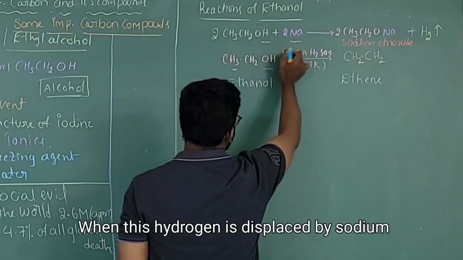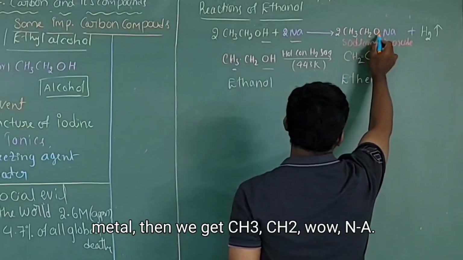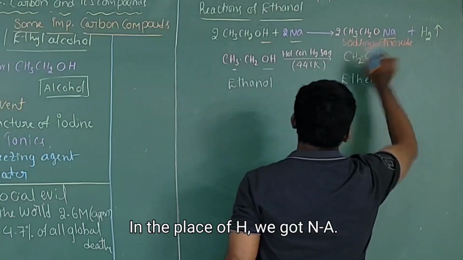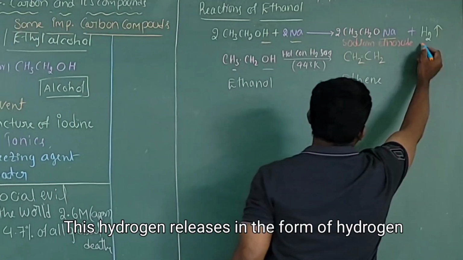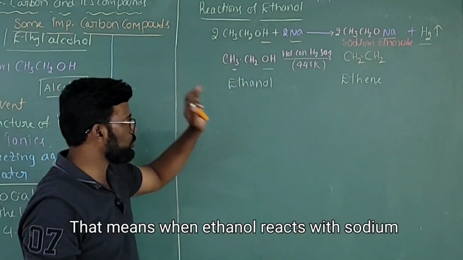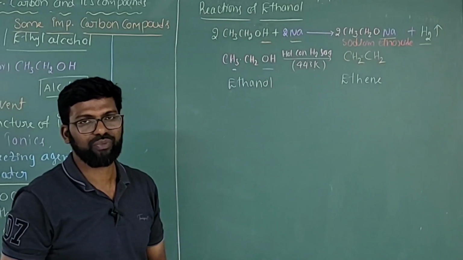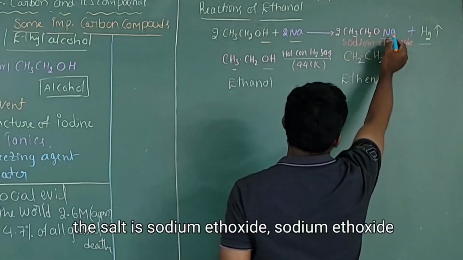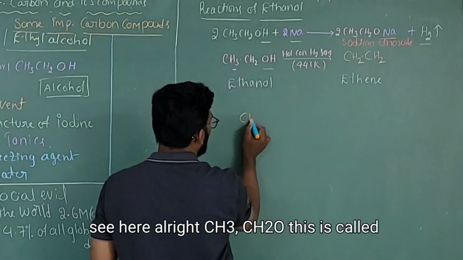When this hydrogen is displaced by sodium metal, we get CH3CH2ONa. In the place of H, we got Na. And what happened to this hydrogen? This hydrogen is released in the form of hydrogen gas. That means when ethanol reacts with sodium metal, an active metal, hydrogen gas will be released. Simultaneously, a salt will be formed. The name of this salt is sodium ethoxide.